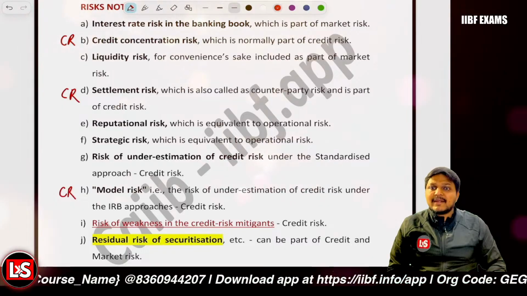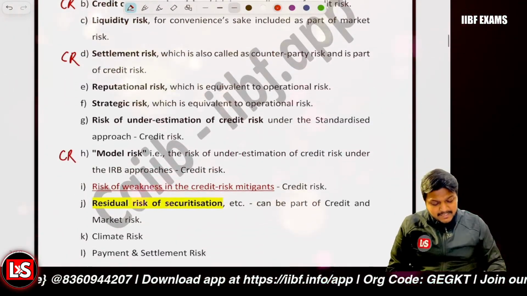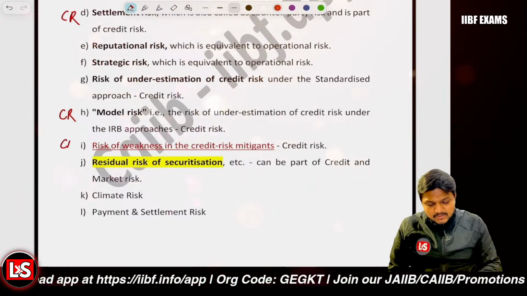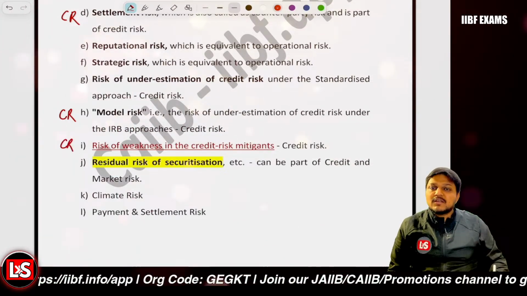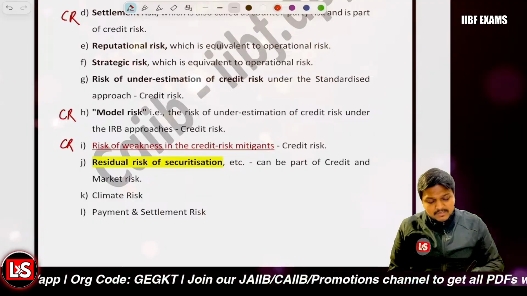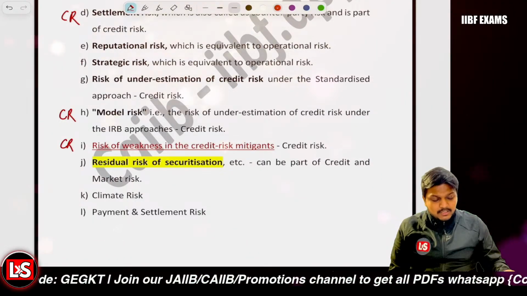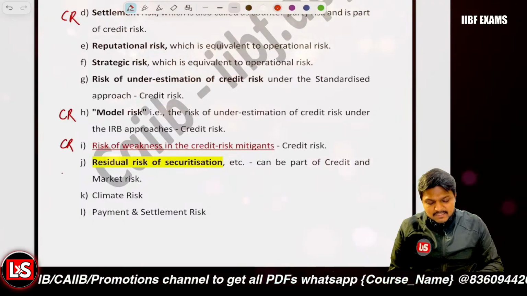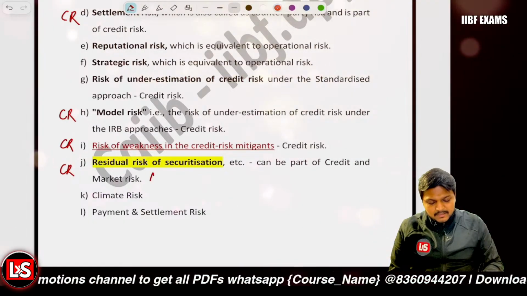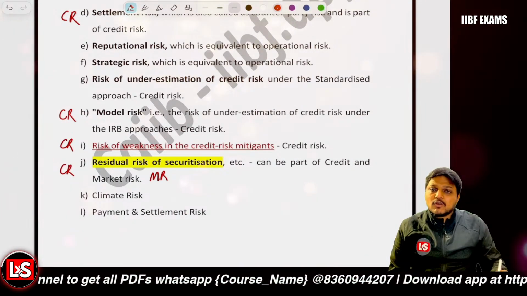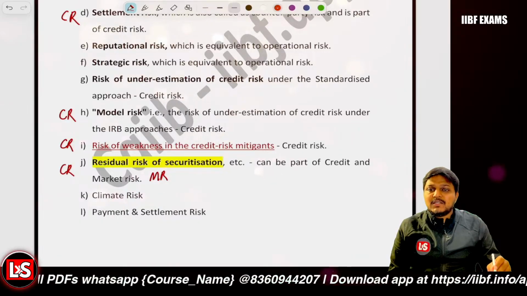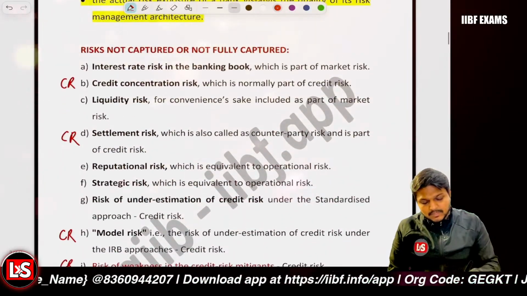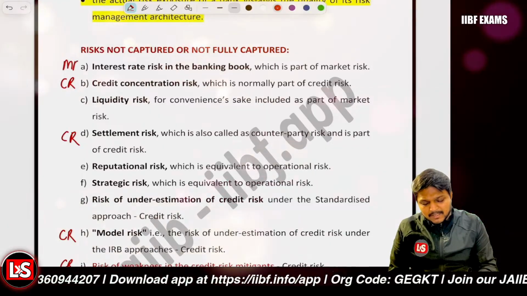Other than that, weak credit risk mitigants, if those are used, are also part of the credit risk. Then residual securitization risk. Even if you do the securitization, there is part of it which can be part of both credit risk as well as market risk, right? And when we're talking about the market risk, it's the interest rate risk in the banking book. That's the market risk, right?